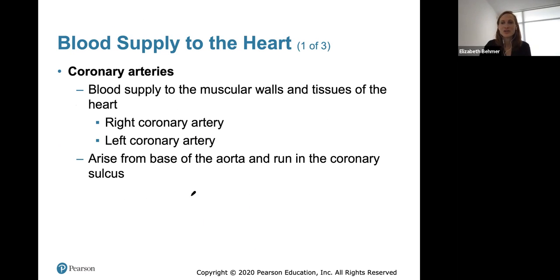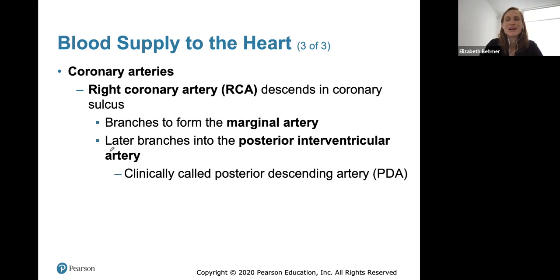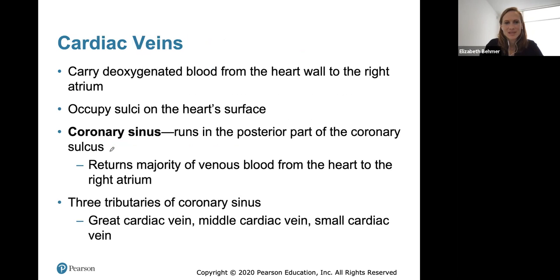Blood supply to the heart. So your heart tissue needs blood supply itself. Blood supply to the muscular walls and tissues of the heart is by the right and left coronary artery, and it arises from the base of the aorta, runs in the coronary sulcus. The left coronary artery branches into several different arteries, and the left anterior descending artery, LAD, is a clinical name for the anterior interventricular artery. And this is often the artery that sometimes gets blocked, which we'll talk about either in this chapter or the next one. Here's the right coronary artery.